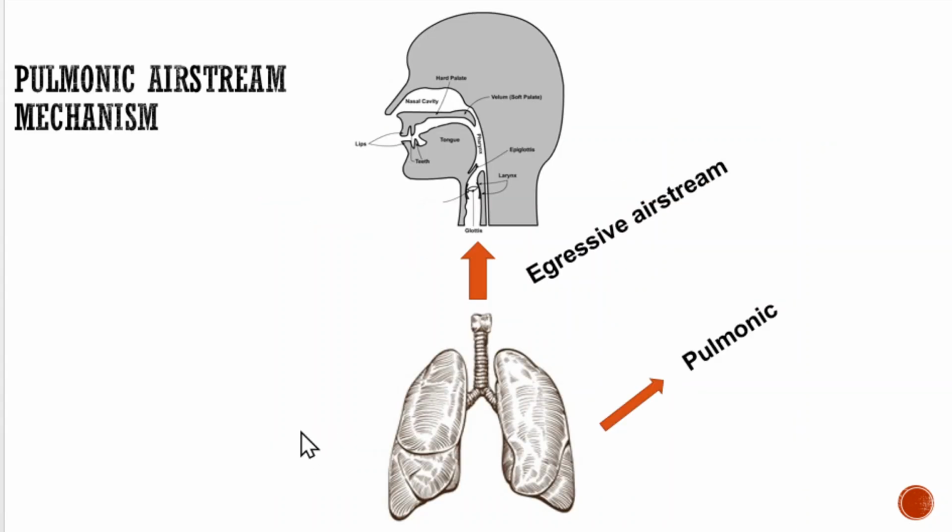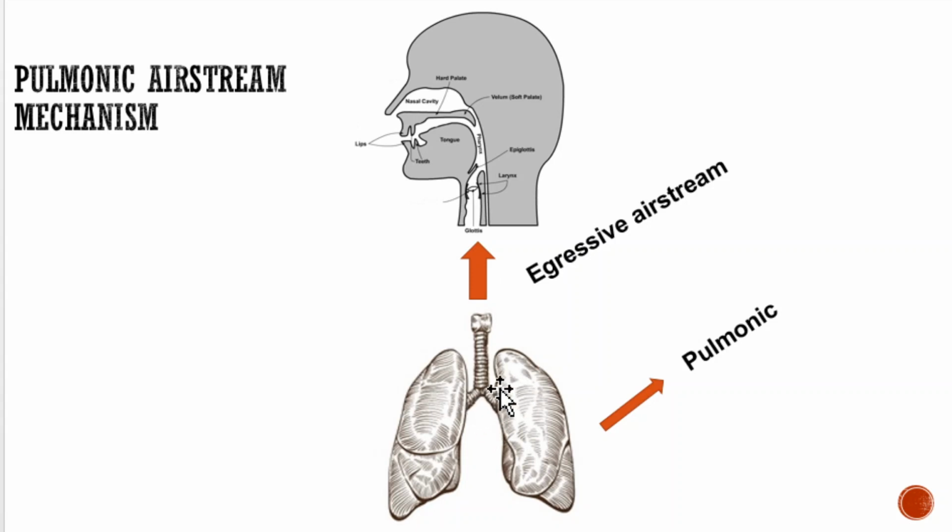In English, as in most languages of the world, it's the pulmonary air that we use. The pulmonary air, that means air from the lungs, is pushed upwards. The movement upwards is indicated by this word egressive, and there is an airstream that is going up from the lungs. So constantly as we speak, this is happening.